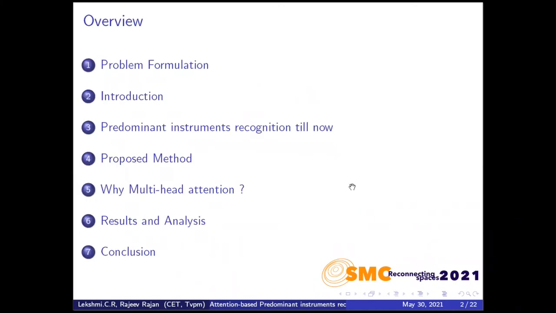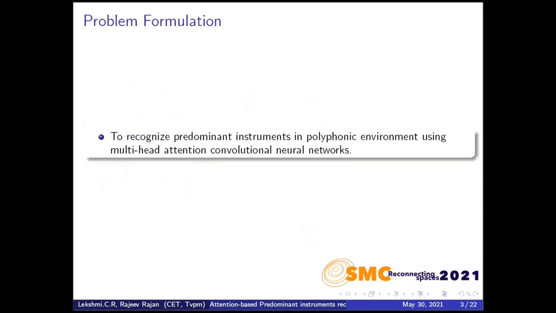This is the brief overview of my presentation. The main aim of my work is to recognize predominant instruments in polyphonic environment using multi-head attention convolutional neural networks.